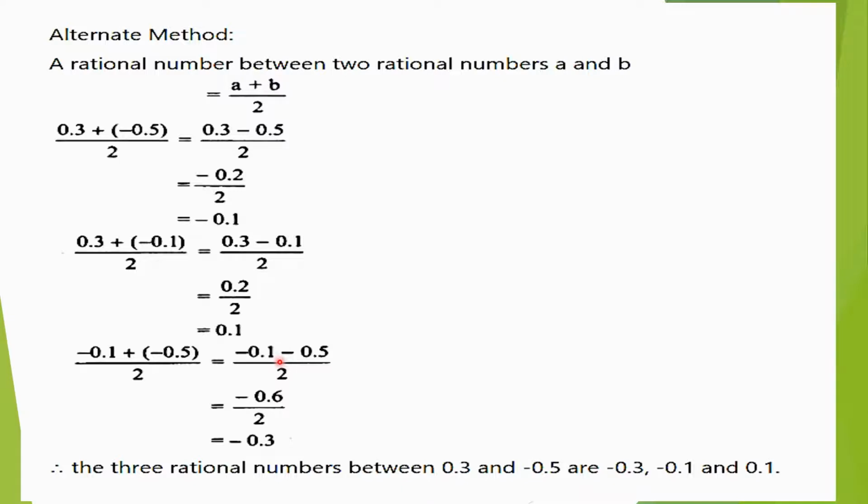When we open the bracket, it will be minus 0.5 divided by 2. So when we solve minus 0.1 and minus 0.5, we get minus 0.6. Dividing by 2, we get minus 0.3. So the three rational numbers between 0.3 and minus 0.5 are minus 0.3, minus 0.1 and 0.1.